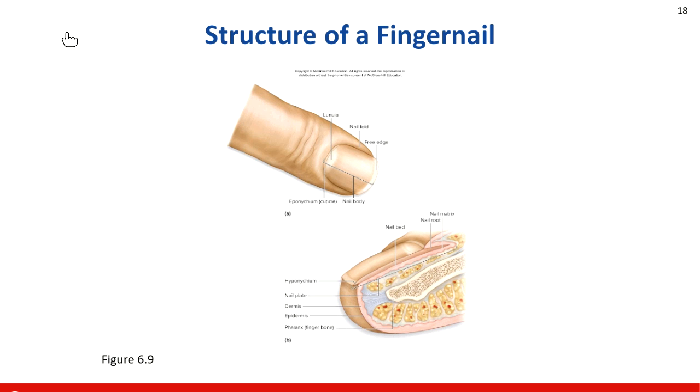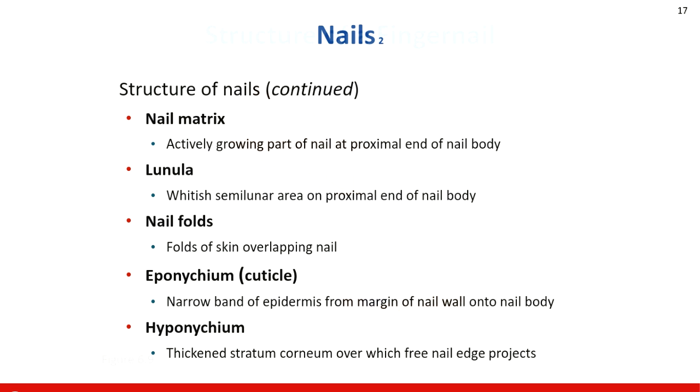That's this little bit of skin or tissue right there that attaches onto the nail body or the nail plate. And that's the epiconium or the cuticle. And then the last one is the hypoconium, and that's the part right here where the free nail edge hangs over the epidermis, kind of up here in this little region. That's the hypoconium. It's the part of the outer layer, your stratum corneum, that sits right underneath the free nail edge.